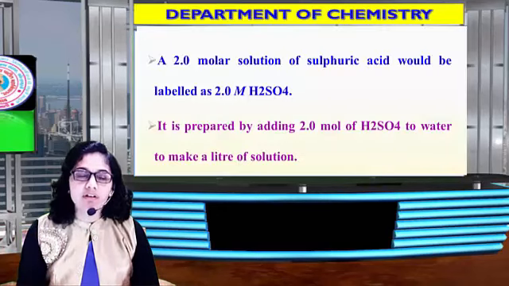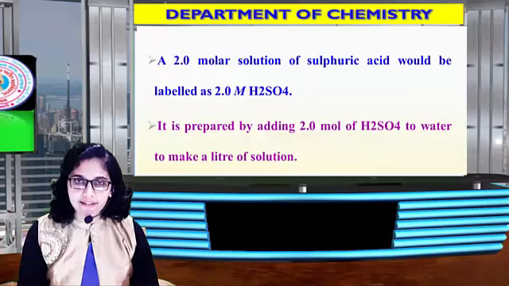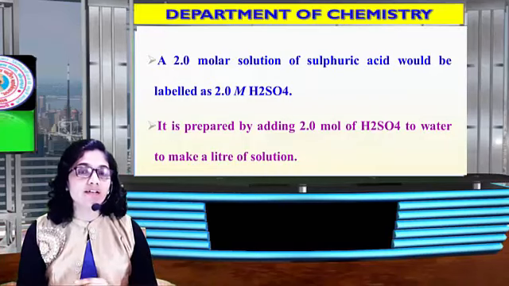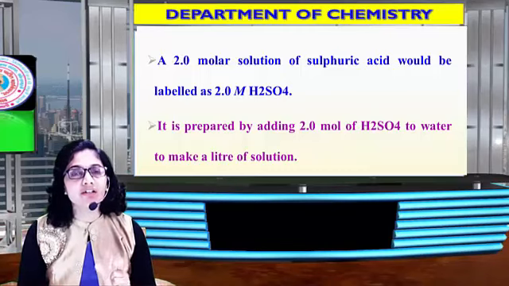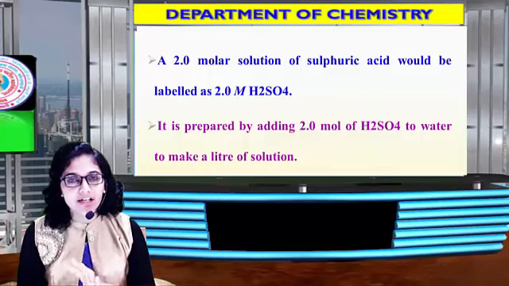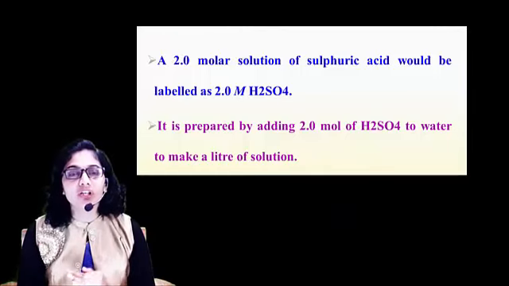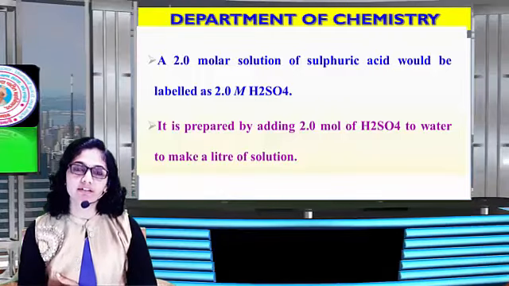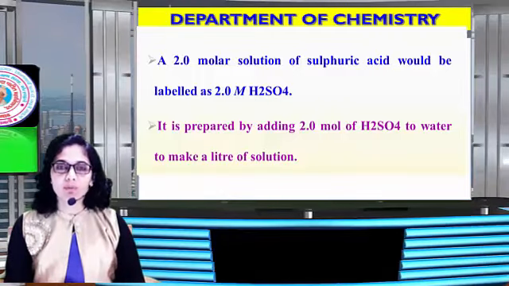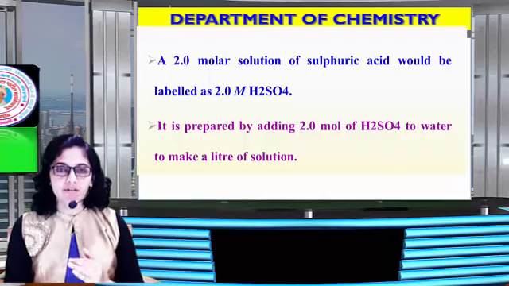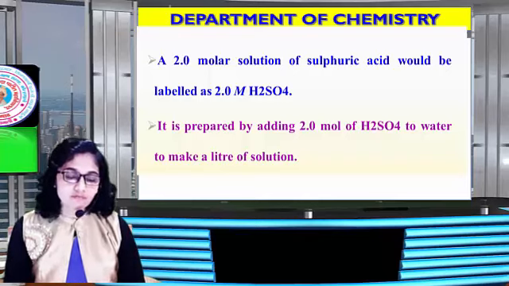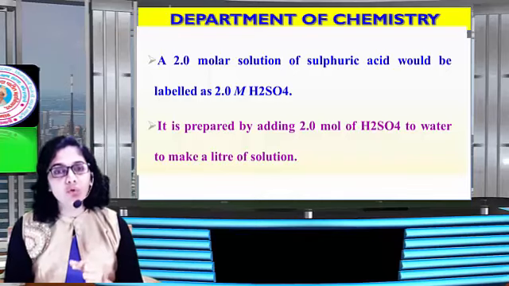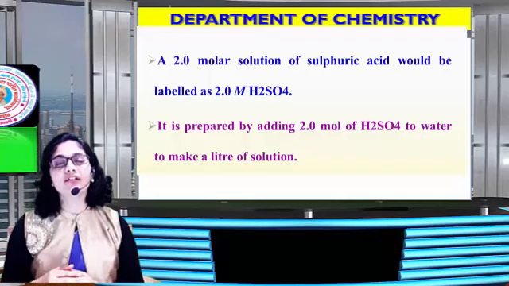Take the example: if we have a 2 molar solution of sulfuric acid, it is represented as 2 capital M H2SO4. It indicates that the solution contains 2 moles of H2SO4 per liter, right? 2 moles of H2SO4 per liter, and that M is the molarity. So how is it prepared? It is prepared by adding 2 moles of H2SO4 in 1 liter of solution.